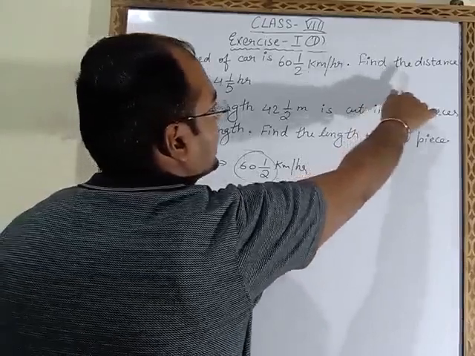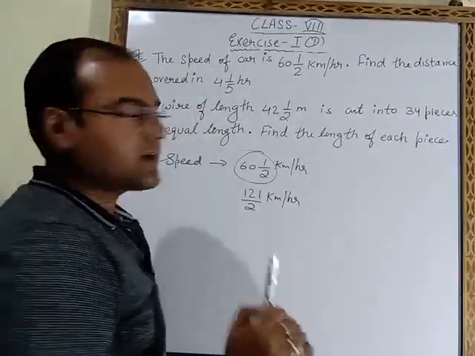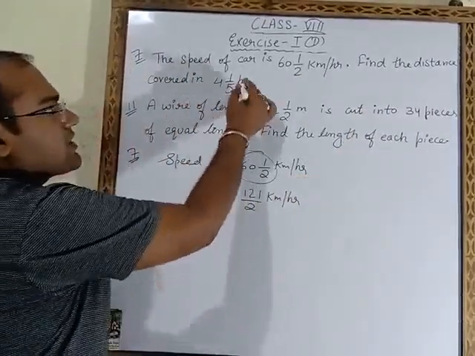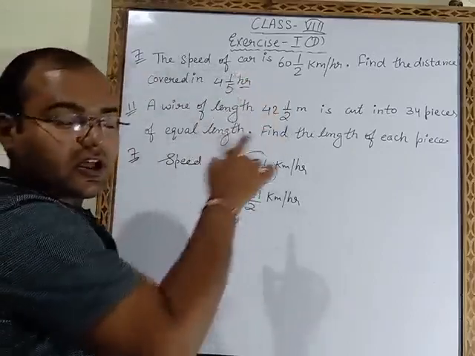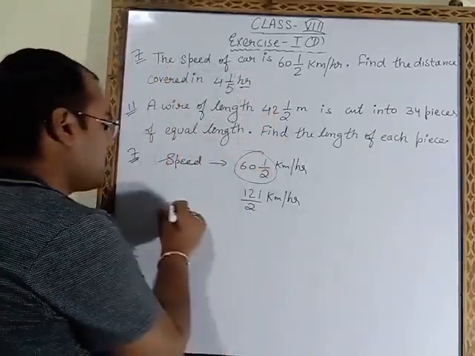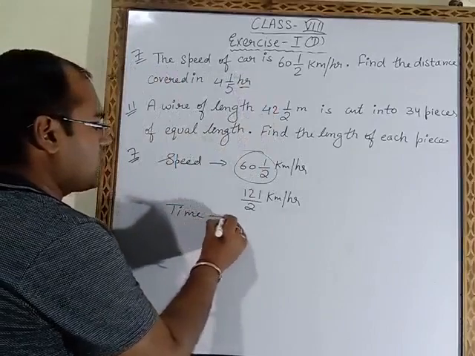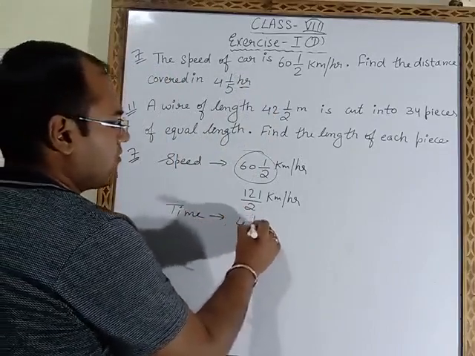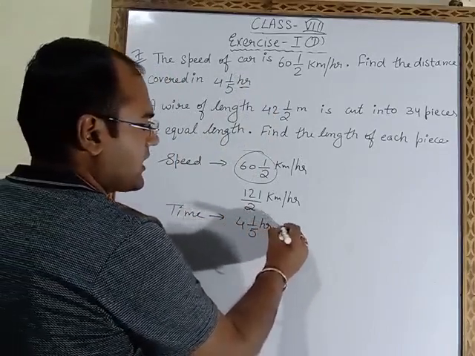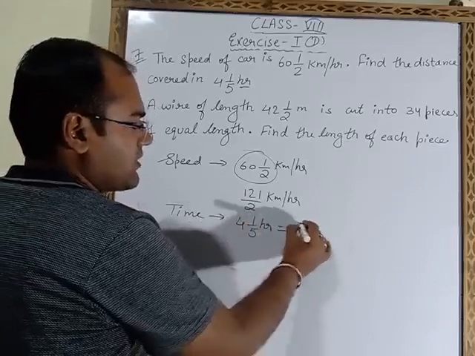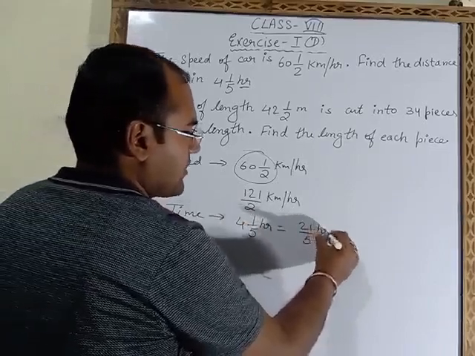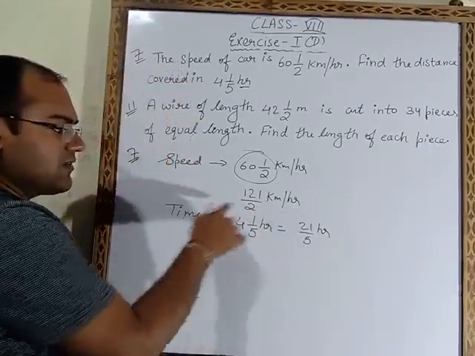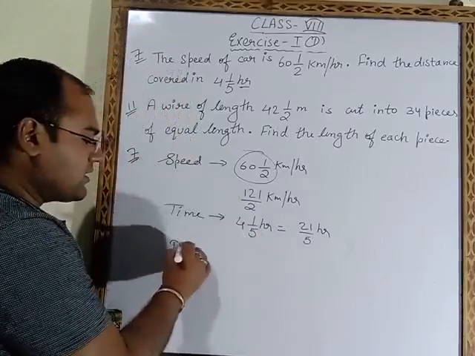After that he said find the distance. What we have to find? We have to find distance covered in this much hour. What is the unit here? Hour unit. Hour is the unit of time. So we will write time is given here. How much time is given? 4 whole 1 upon 5 hour. That means 5 fours are 20 and 1, 21 upon 5 hour. So speed is given and time is given. We have to find distance.